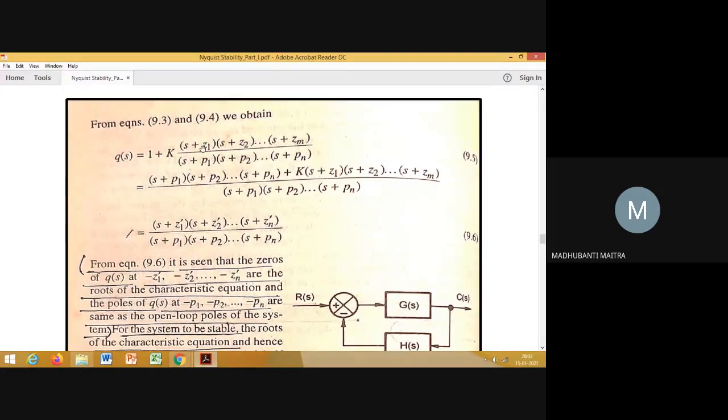we can determine the closed loop stability of the system, right? That means this open loop transfer function is known. So that means the characteristic equation Q(s) is known. So this is now my Q(s). These are the zeros of Q(s). These are the poles of Q(s), right?